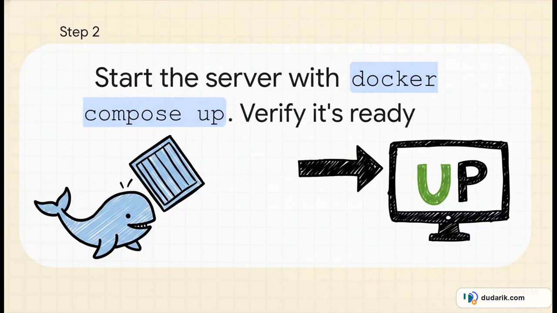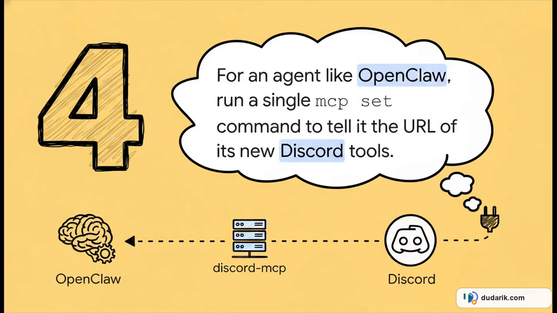Okay, next up, steps 2 and 3. You just run a single command, docker compose up, and that's it. It handles everything, pulling the image, building it, starting the server. And to check that it's working, you just query its health endpoint with curl. If you see that little status UP, you're golden. Your server is ready.